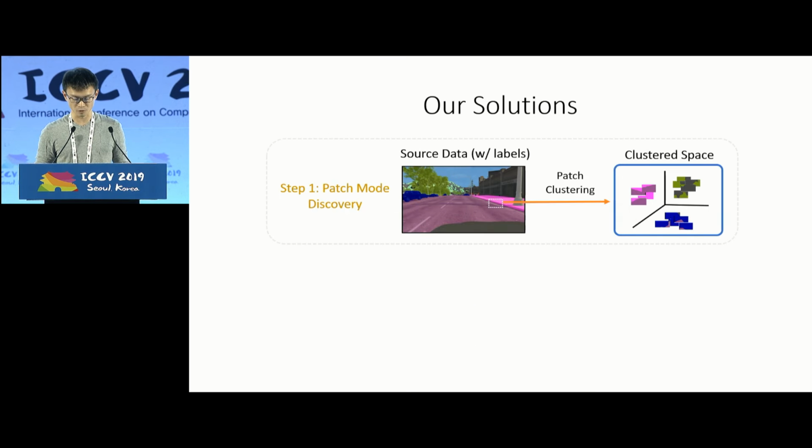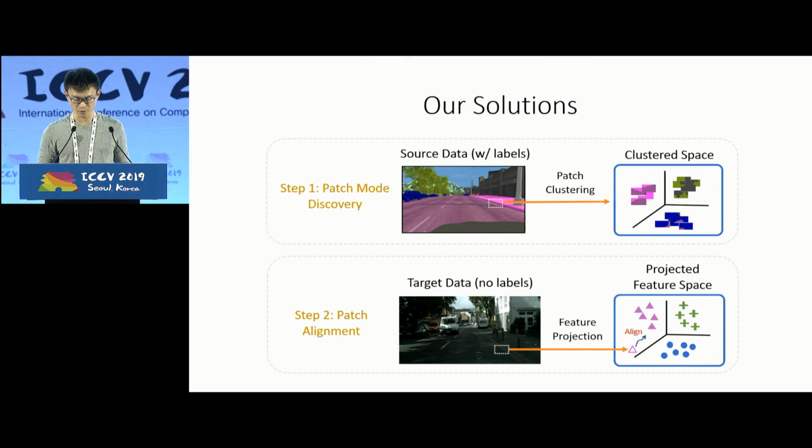To achieve this goal, we first cluster patches from the source data to construct a cluster space. Second, given an output patch in the target data, we project its feature representation to the cluster space and align its feature to the source distribution.